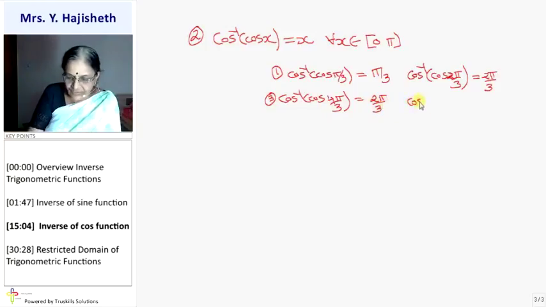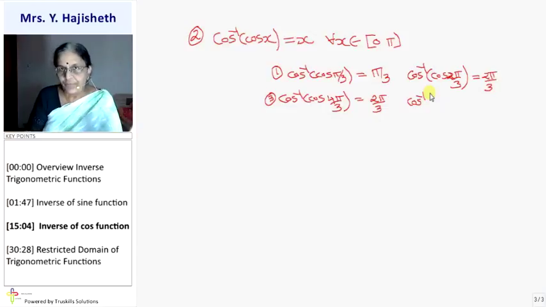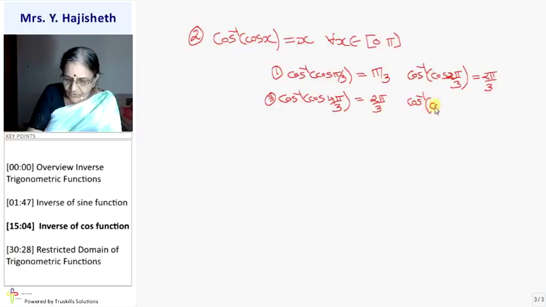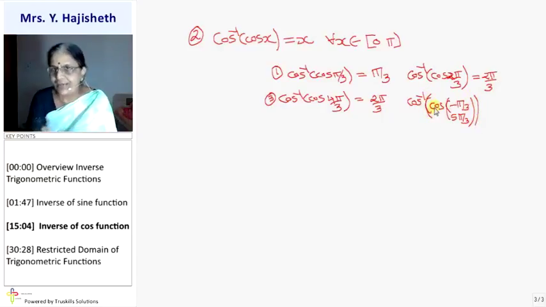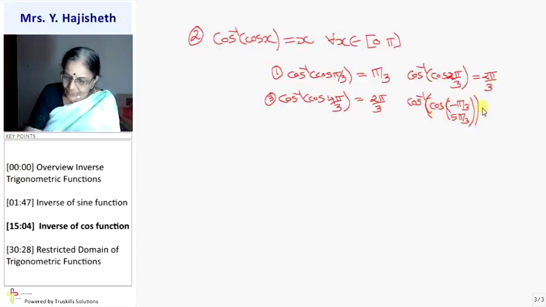And cos inverse. For negative we have one quadrant and for positive also we have one quadrant. Positive first, negative second. So fourth ka answer first mein, third ka answer second mein, that you remember. Cos inverse of cos, if it is given minus pi by 3 or if it is given 5 pi by 3, 5 pi by 3 and minus pi by 3 are same. In fourth quadrant angle can be written as 2 pi minus theta or minus theta. For both this answer will be pi by 3.